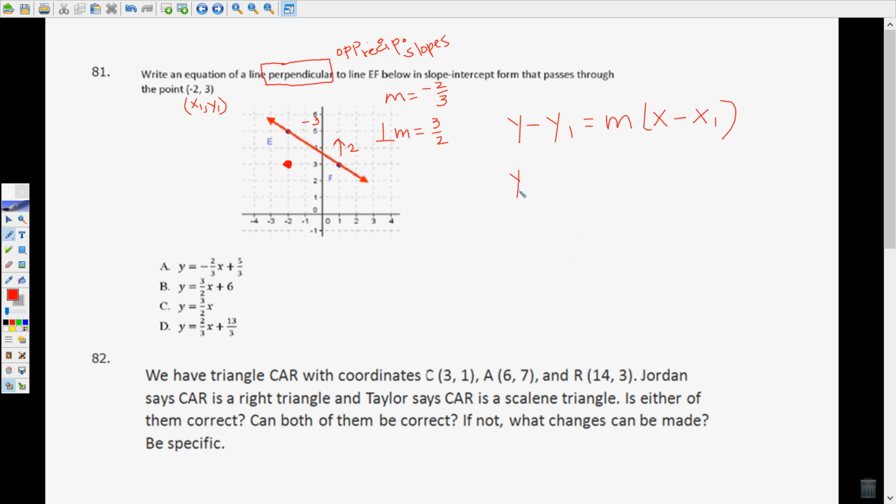So you plug this in. y minus y1 over there is 3 equals, the new slope is 3/2, your opposite reciprocal slope, and then x minus x1, which is -2. Make sure you put your minus in for your formula, and your negative in for your -2. So we get y minus 3 equals 3/2 times x plus 2. And then you distribute that through, which gives you 3/2 x plus 3.